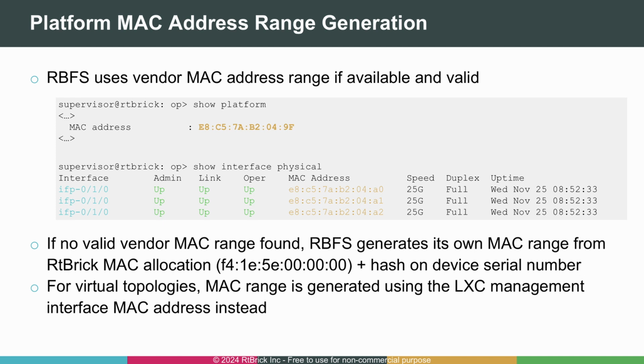You can view the platform MAC address with the show platform command. The MAC addresses for physical ports are assigned from this range in ascending order. If the system doesn't have its own MAC address range, RBFS defaults to using the Rtbrick MAC address range. To avoid MAC address conflicts, a hash of the chassis serial number is added. For virtual RBFS instances, the MAC address of the container management interface is used.